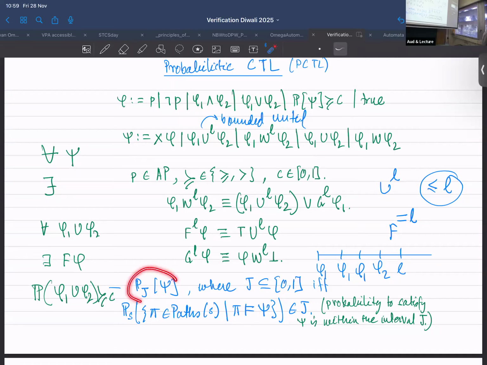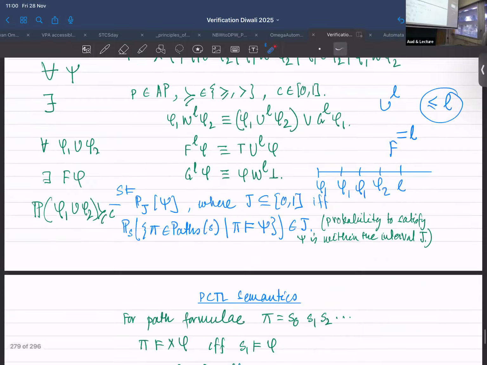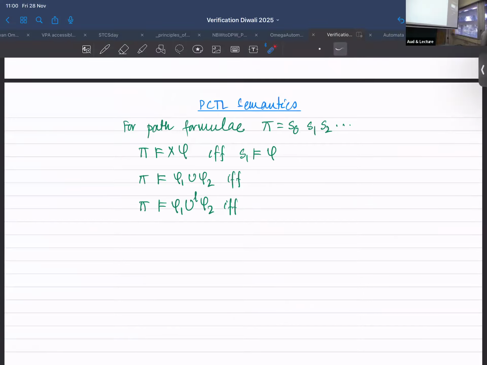And this is clear, right? What it means. Essentially the meaning is this: if I'm talking about whether a state S satisfies this, it means that starting from S, you look at all the paths which satisfy the path formula psi, and then the measure of this set of paths should be in J, or the probability that a path satisfies this is in J. Right. So I think this is something we understand. The PCTL semantics is just like CTL, so we can skip this.